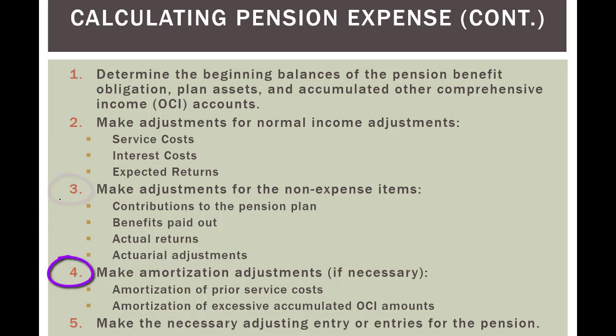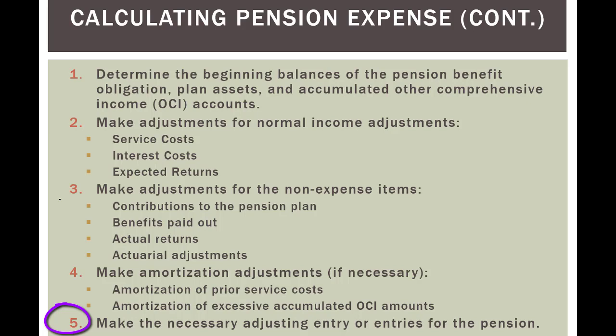In step 4, we do our amortization for a prior service cost. And again, if there is a prior service cost, we are going to amortize it. If we have accumulated OCI, actuarial gains and losses for our pensions, then we are going to do a test and make sure they've not gotten too big because we're not estimating well. If it has gotten too big, we do an amortization. If it's not, then we don't do that amortization. So these amortizations only happen if they're needed.